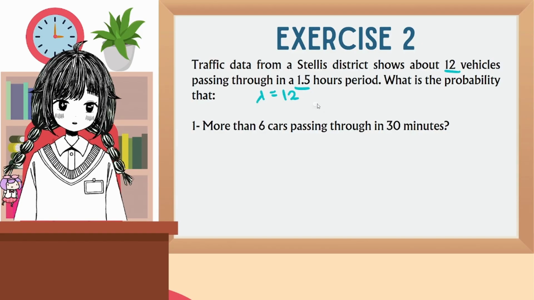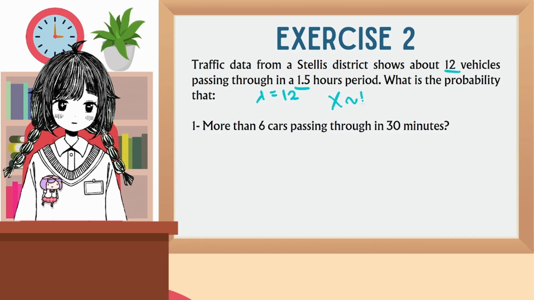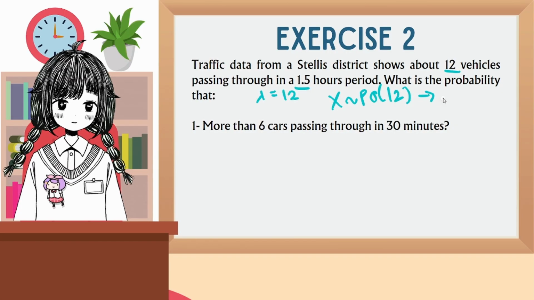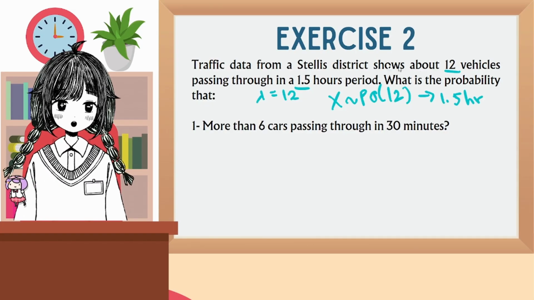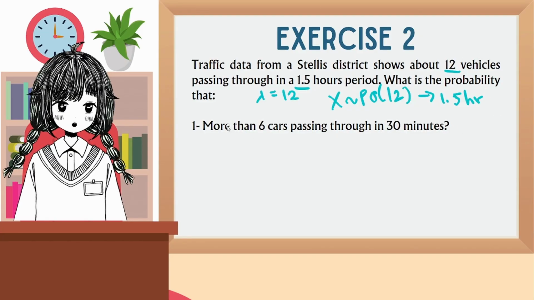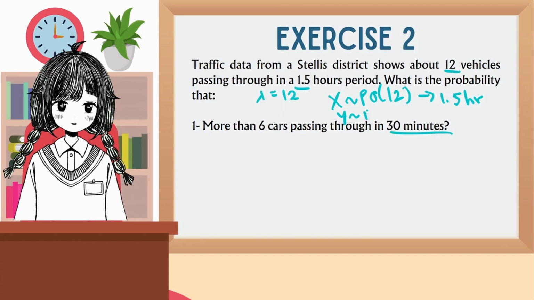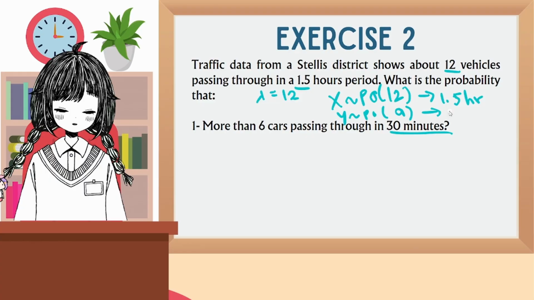So Poisson distribution is X Poisson 12. This is for 1.5 hours, the period taken for 12 vehicles to pass through. Since the question asks for 30 minutes, the Poisson lambda is unknown, so we put in A. So this is for 30 minutes.